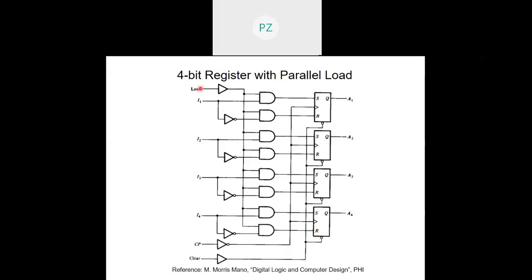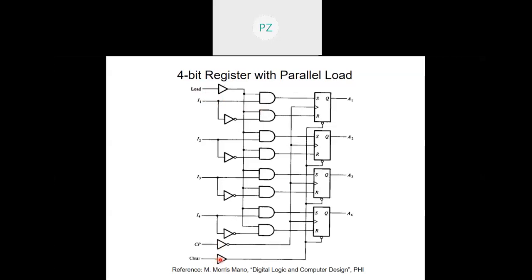Now coming to this load control, when this load control is zero, since this is being fed to all these AND gates, all these outputs of the AND gates will be 0, 0, and we know when we give SR as 0, 0, the flip-flop retains its previous state. Q(t+1) is Q(t). So the previous state will simply be retained. So no loading will take place.